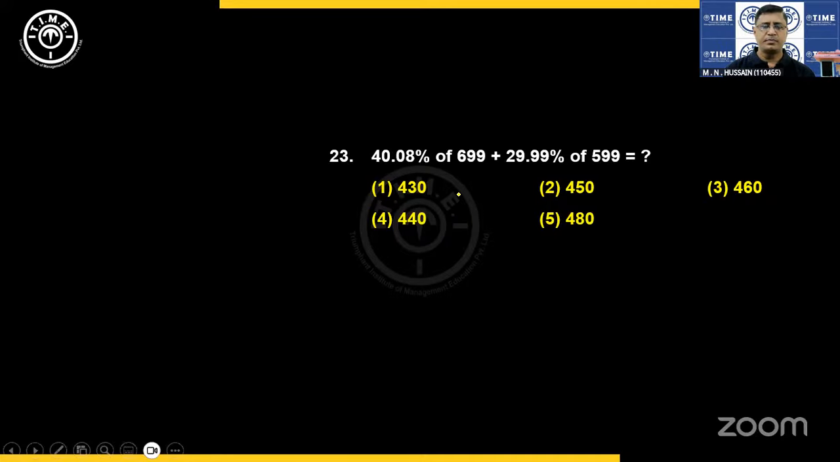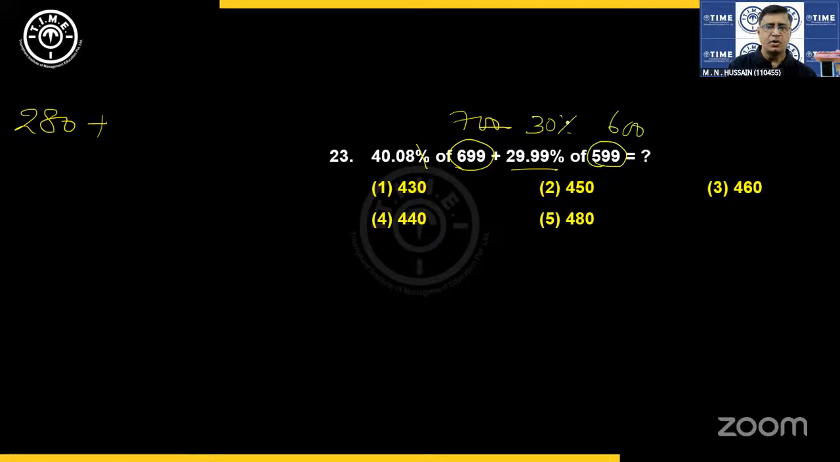40% of 699. 699 means approximately it is 700. So percentage and 0 get cancelled. 40 into 7, that is 280. 29.99% means that is 30%. Of 599 means 600. So percentage and zeros cancel. Now 6 into 30, 180. Now by adding these two, we get option number 3, that is a 460. Right choice is answer 3.